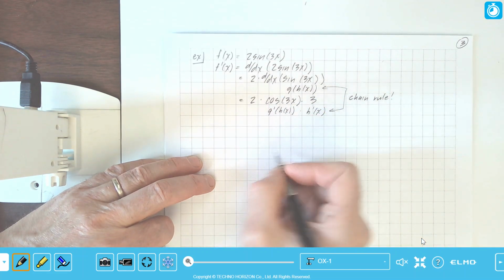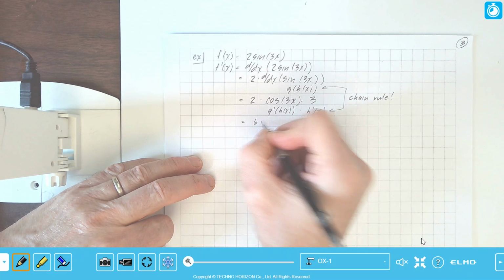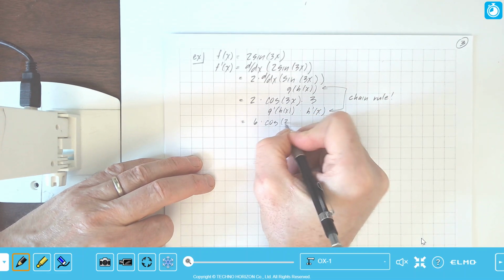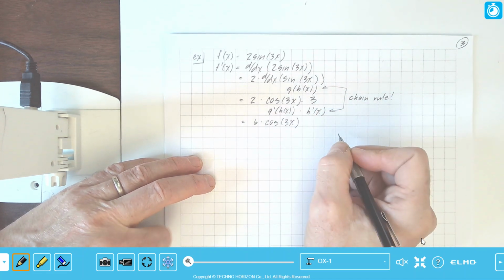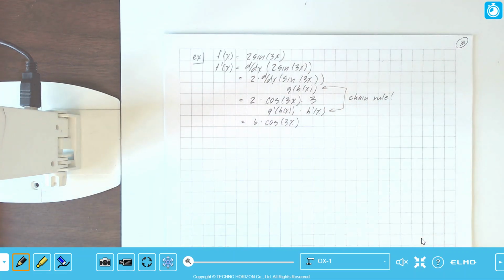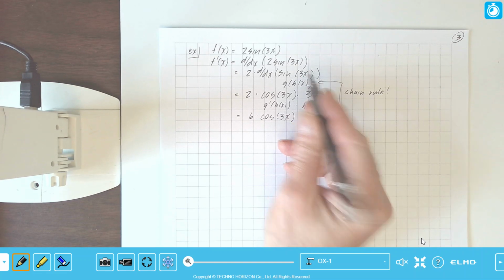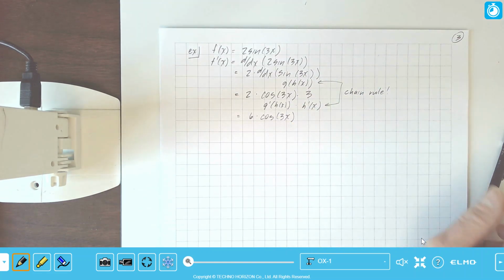And now it's just cleaning up the function a little bit. We've got a 2 and a 3 that together make a 6, so it would be 6 times the cosine of 3x. That would be the derivative according to the chain rule and what we know about the derivative of sine, and the derivative of a linear function like 3x.